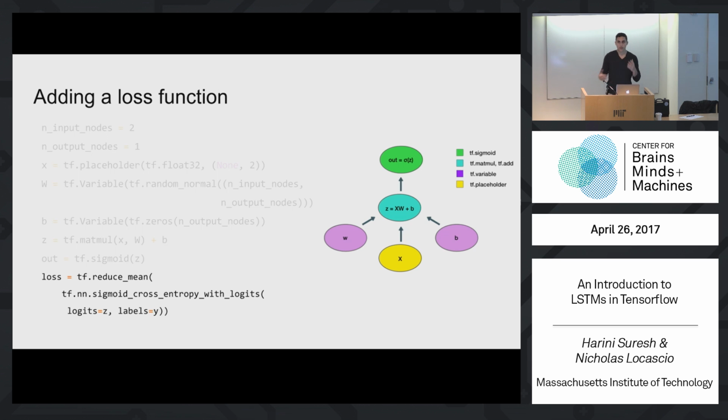The next step is we want to add our loss function, so we want to train this. The cool thing about losses in TensorFlow is they're actually graph computations. They're part of the graph itself. So we can express them in TensorFlow methods. Here we're just using a sigmoid cross entropy loss as our output.